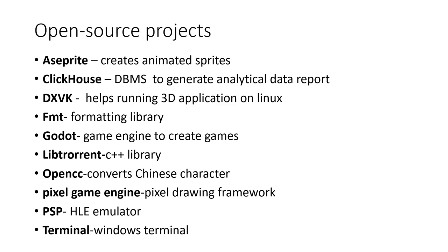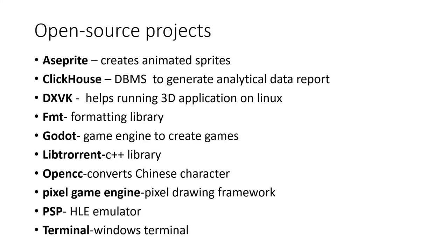We collected 10 open source projects in total. Let's briefly review them. Sprite has support for different color profiles and modes. ClickHouse is a column-oriented database management system that creates real-time data reports. DXVK is a Vulkan-based translation layer for Direct3D. The project fmt is a formatting library that is an alternative to C stdio and C++ IO streams. Godot is a cross-platform game engine that creates 2D and 3D games.